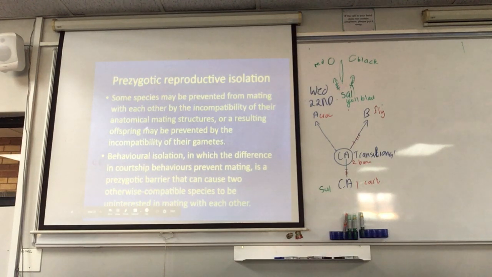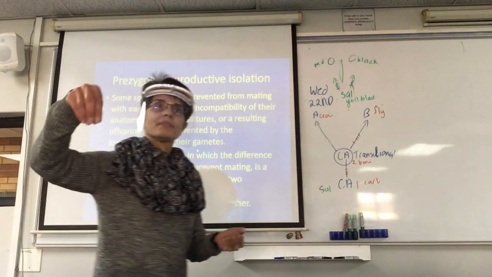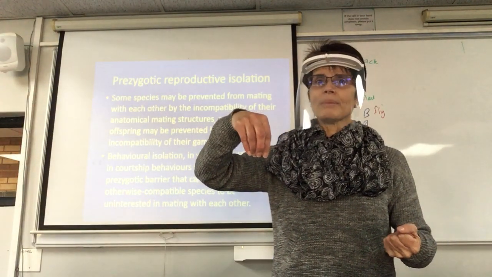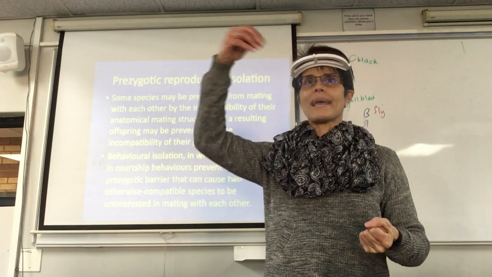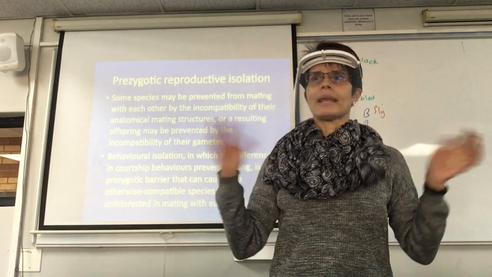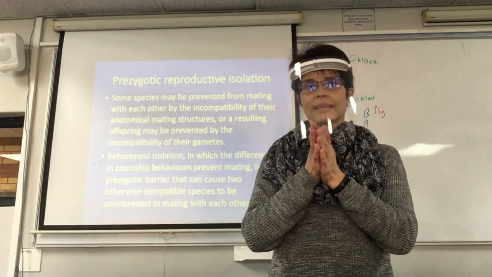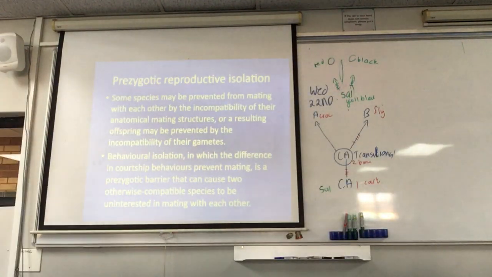Pre-zygotic: the anatomical mating structures are not compatible anymore, or the gametes are not compatible. Do you remember pollen grains only germinate on stigmas of flowers of the same species? Do you remember when you did flowers? If rose pollen lands on a dandelion stigma, nothing happens. The chemicals don't match; there are actually chemicals that are released. Behavioral isolation: they don't recognize each other. Maybe those salamanders behave differently, and the lady says, I don't know who this guy is. He's behaving oddly, so I'm not going to mate with him. That's simply what it is.